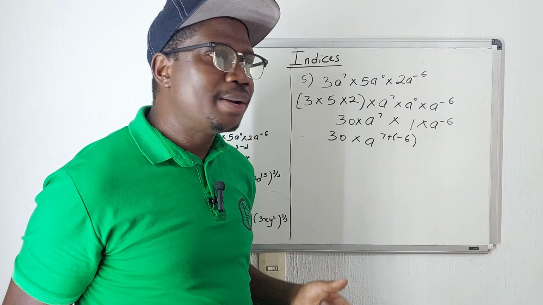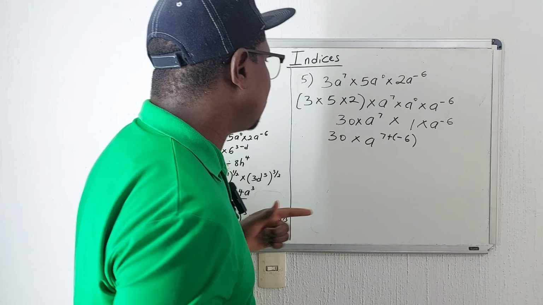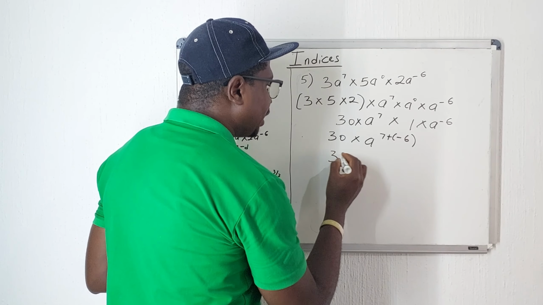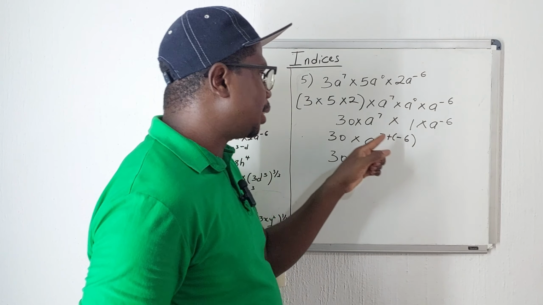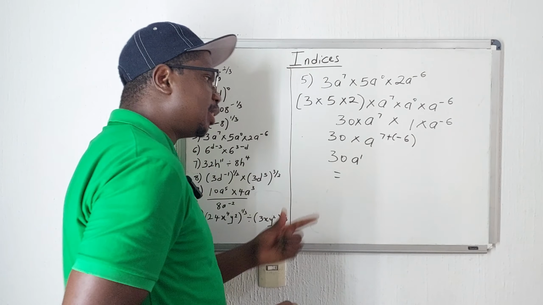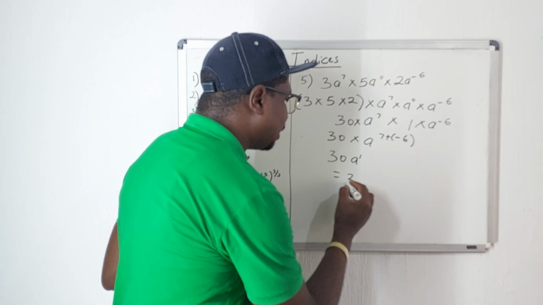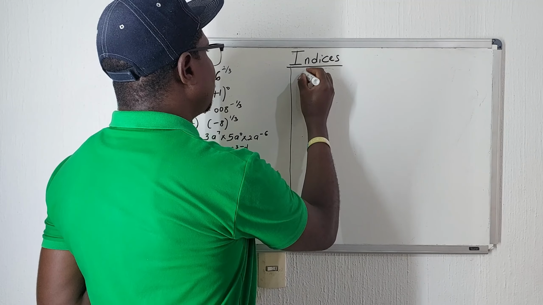Whenever you introduce a minus sign into something like this, you have to put it in brackets so that it doesn't confuse you. We have 30a, plus times minus is minus. 7 minus 6 is 1. So if it's raised to power 1, you can just say 30a. So that is that. Very simple. We go on to number 6.